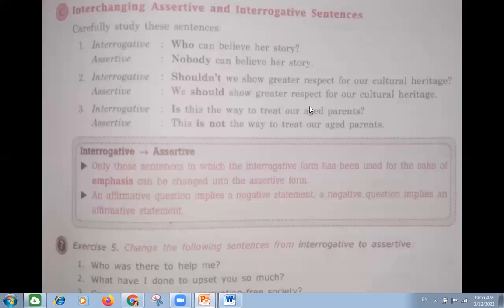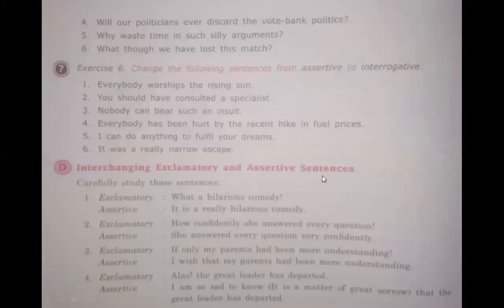That was absolutely correct. So let's go to the next part of the transformation of sentences. What we are going to see there, students, is that we need to be careful enough so that we can justify this. Right? Exercise 6, change the following sentences from assertive to interrogative. Now you have an assertive sentence that you need to change into interrogative. So what you're going to make it is, like, everybody worships the rising sun. Everybody worships the rising sun.